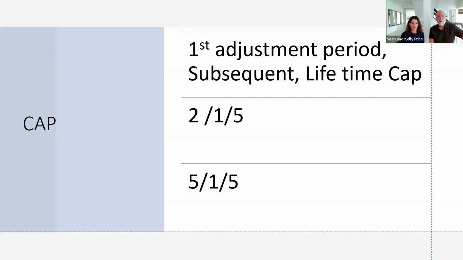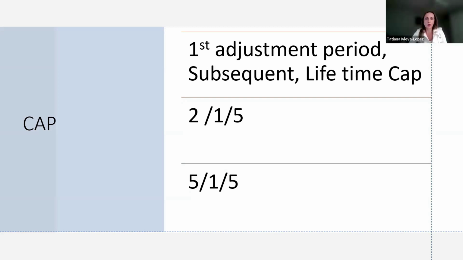And the last portion is a lifetime cap. It means that this rate cannot increase by more than 5% of the initial rate. So if the initial rate is 5%, over the life of the loan, the highest it could get is 10%. 5 plus 5 is 10. So even if, God forbid, interest rates went back the way they were in the early 2000s, or like the 80s, 12, 14, it could never go above 10%. So if everybody else is getting 12%, you're locked in at 10 in that example.